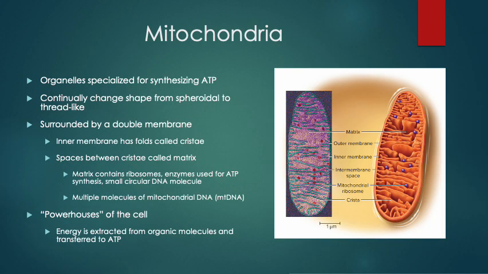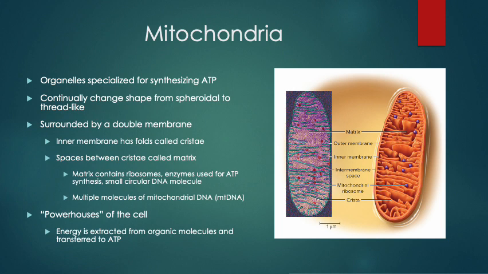So the mitochondria. This is where we make our energy. Cells have mitochondria in them, and this is how they make energy to do cellular functions. This is where energy is created. They're usually the shape of a sphere or thread-like. They're surrounded by a double membrane. The inner membrane has folds in it.